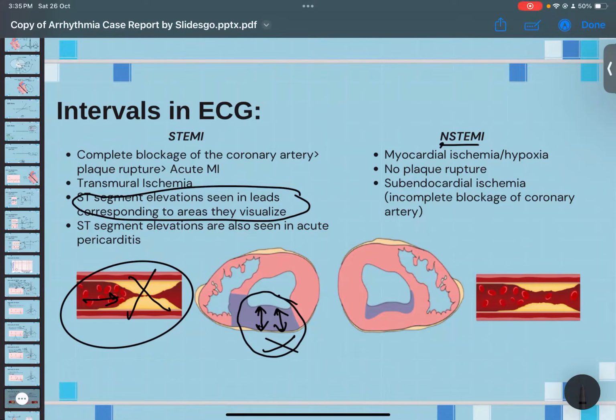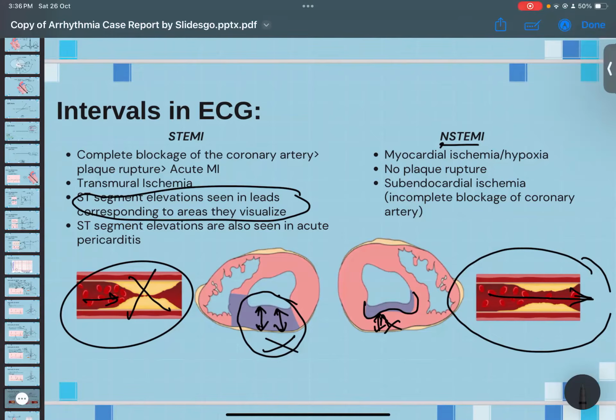In NSTEMI, it's not infarction that's actually causing the ECG changes. That's more or less ischemia or hypoxia. As you can see in NSTEMI, the entire thickness of the artery is not blocked, so there's still some sort of blood flow. And because there's still some blood flow, there are still some myocardial cells which are viable and alive. So this entire thickness is not involved. It's just the endocardium that has cells which are either hypoxic or ischemic.